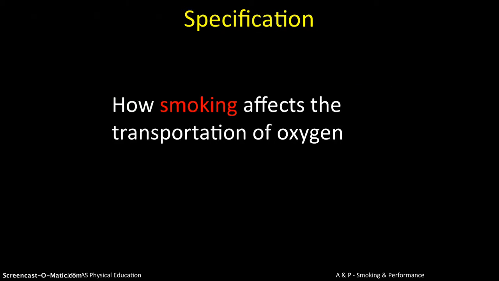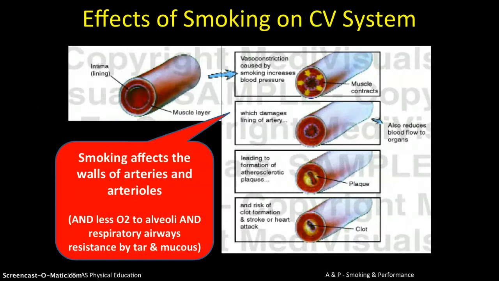and transporting that oxygen in the blood. So we're going to look at the effect of smoking on the blood vessels and also how smoking affects our ability to transport oxygen. So looking firstly at the blood vessels.